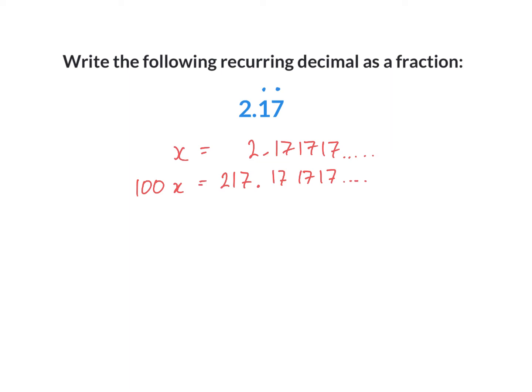Again, let's subtract. The bottom equation subtract the top equation is 99x. Just be a little bit careful here. Again, the recurring parts disappear because 0.171717 take away 0.171717 is just 0. But this time we have 217 take away 2. So overall, that's 215. And so x is, as a top-heavy or improper fraction, 215 over 99. We've written it as a fraction or as a rational number.